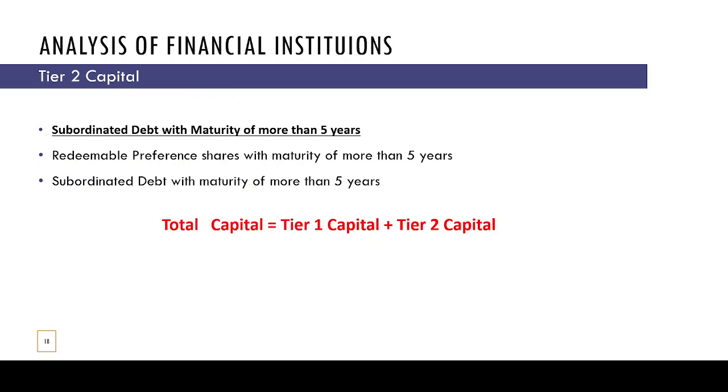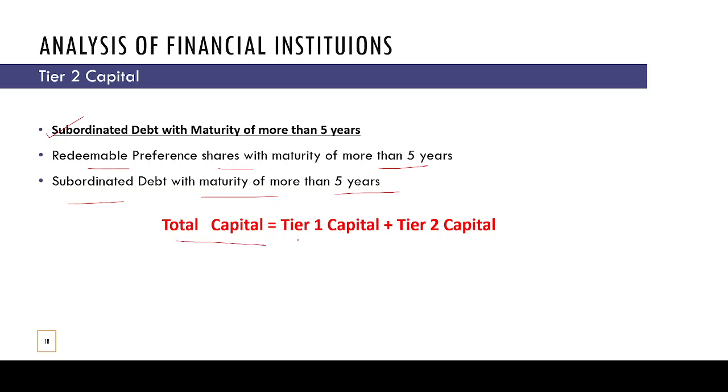Now let's discuss what is Tier 2 capital. Now it's subordinate debt with maturity of more than 5 years. So these would include redeemable preference shares with maturity of more than 5 years, subordinate debt with a maturity of more than 5 years. Okay, subordinate to whom? Subordinate to deposits. Right. So in the event of the liquidation of the company, these subordinate debt holders would be paid after the bank has repaid the depositors' money. Right. So they are subordinate to the deposits. Okay.